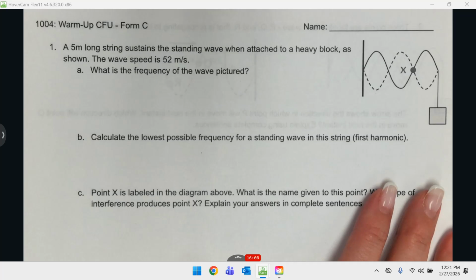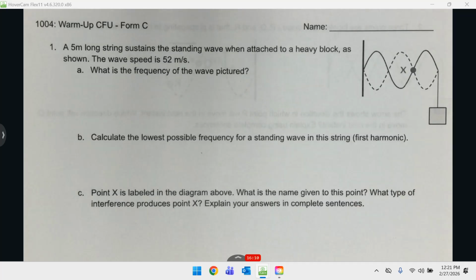This is Form C. Form C says a 5-meter long string sustains the standing wave when attached to a heavy block as shown. The wave speed is 52 meters per second. What is the frequency of the wave pictured? Again, it's the same question that we've answered already in Form A and Form B. It just has different numbers.